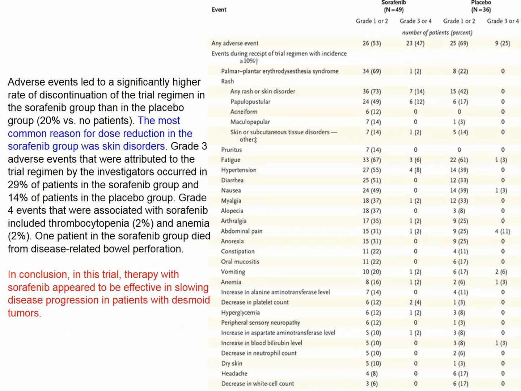The most common reasons for dose reduction or discontinuation of sorafenib were various skin disorders. So this drug offers additional options to patients with desmoid tumors, rare tumors, but when they occur, very tedious to manage.